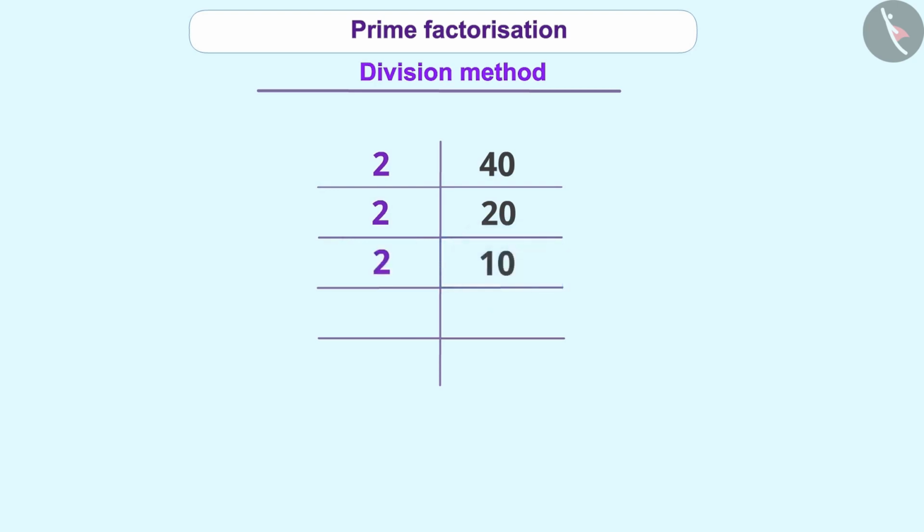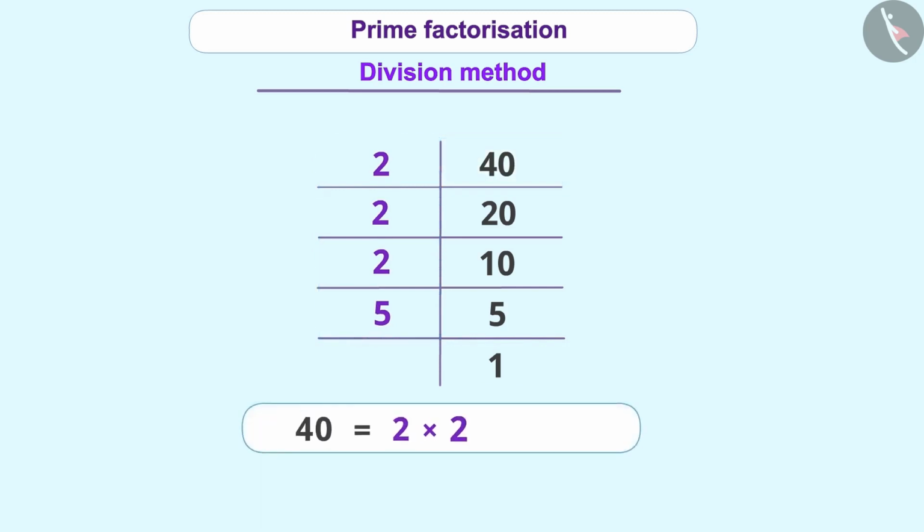In the same manner, we will divide 10 by 2 and write 5 in the second column of the next row. Then, we will divide 5 by 5. At the end, we get the number 1. All the numbers of column 1 are the prime factors of 40. Therefore, we will write 40 is equal to 2 multiplied by 2 multiplied by 2 multiplied by 5.